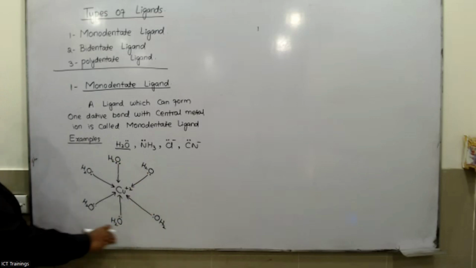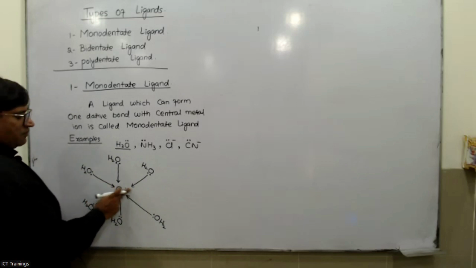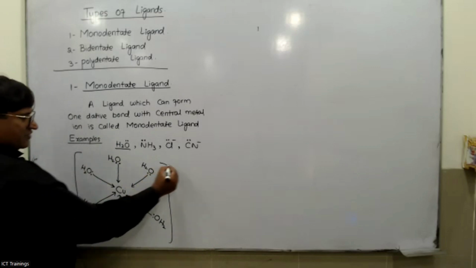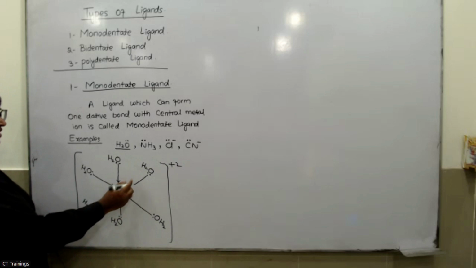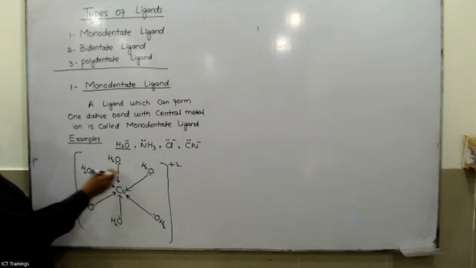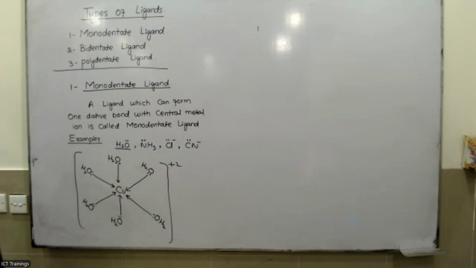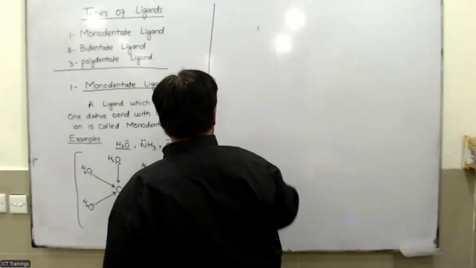Now you know that water is actually neutral. So the charge of the copper would come on this whole species like that. Now if you look, every species is forming one dative bond with the central metal ion. That is why this is called a monodentate ligand. It can form only one dative bond with the central metal ion.